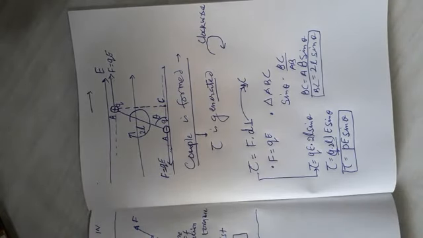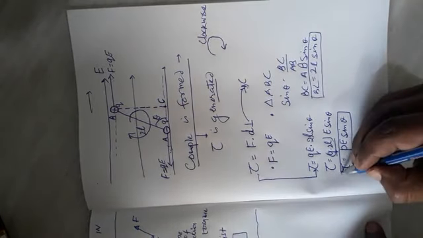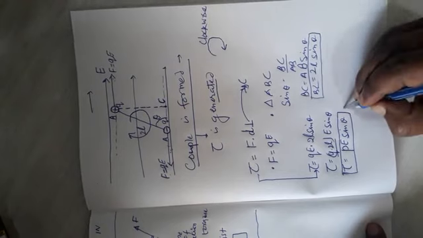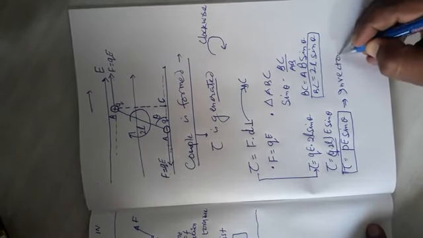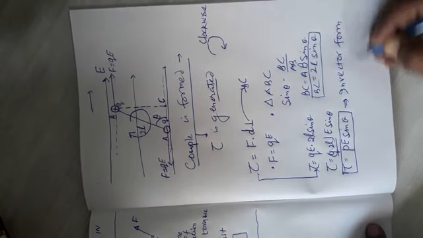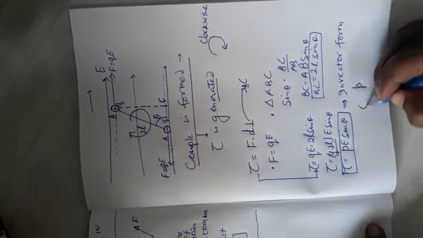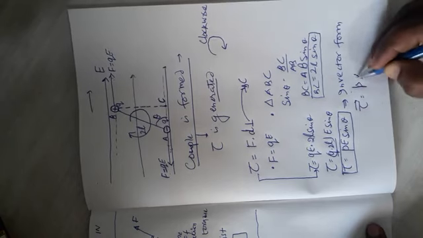This is the expression for torque. In vector form, torque can be written as P cross E.